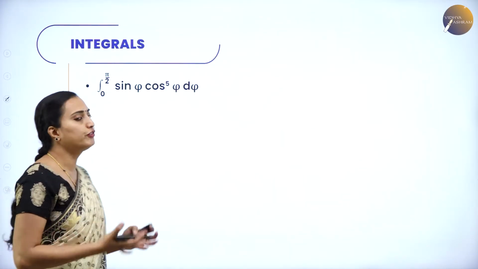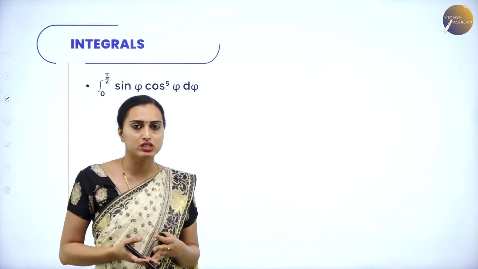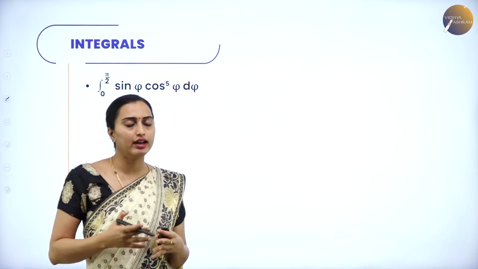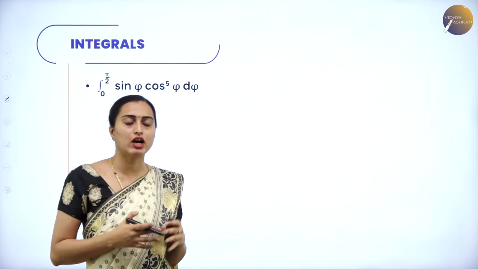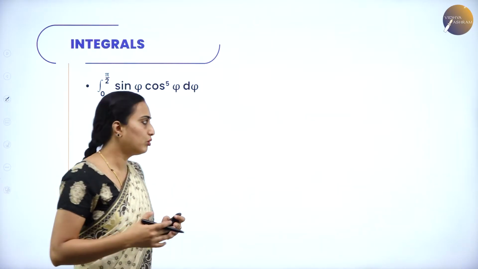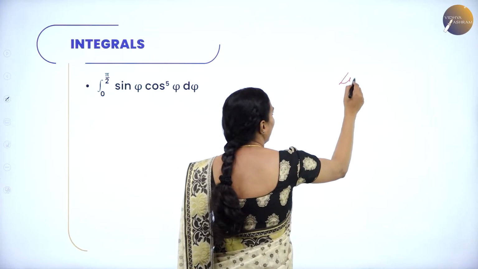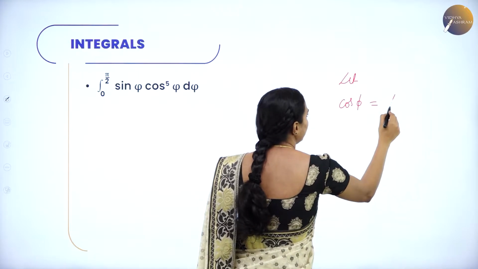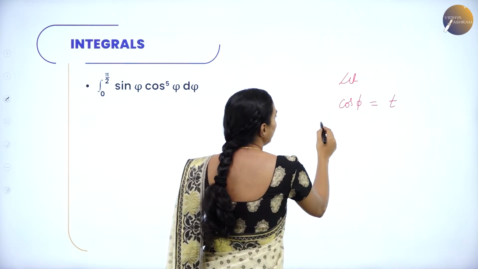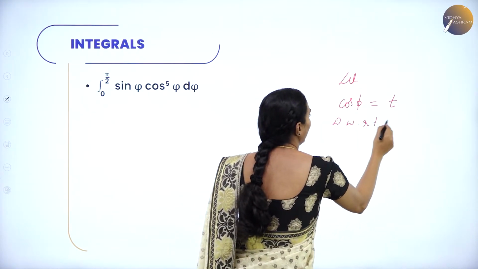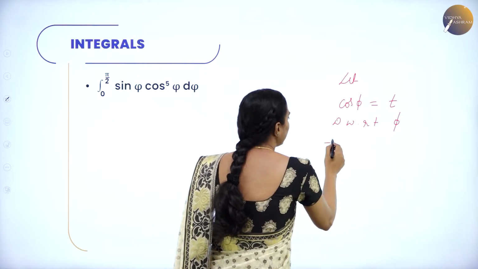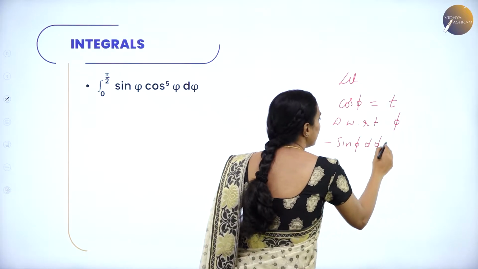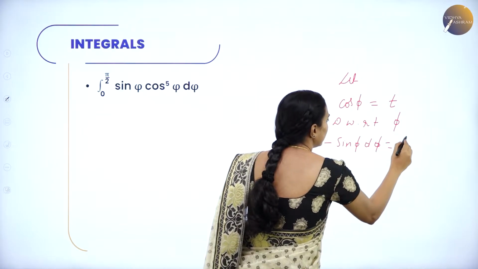Now here, differentiation of the cos gives you sine, or differentiation of the sine gives you cos. So here let me substitute for cos only, because you are having cos to the power of 5. So therefore I am going to substitute, let cos phi is equal to t. You know this cos, by differentiating with respect to phi, you are getting minus sin phi d phi is equal to dt, isn't it?